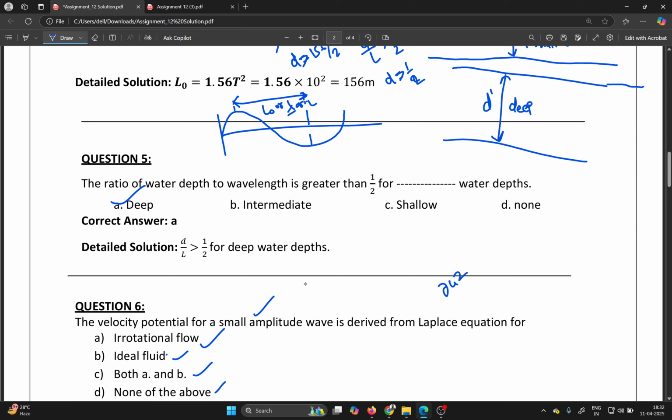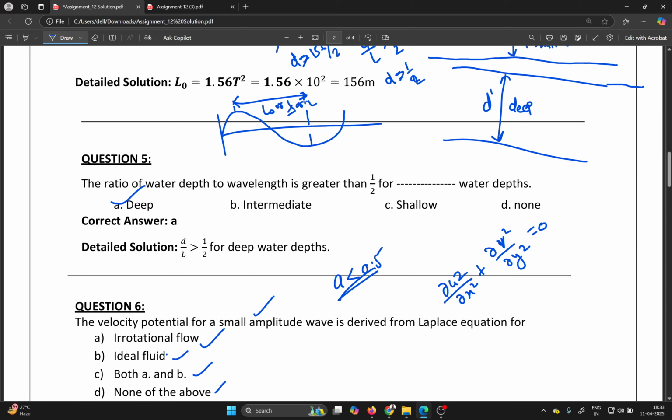If your amplitude value is greater than 1 meter, then you can say it is not small; or 0.5 meter, that is, your a value less than 0.5 meter, then you will say it is a small amplitude. So you have to have an understanding of that. And Laplace equation you know already. This is your Laplace equation for two-dimensional. So by using these, you have derived the velocity potential function for which type of flow.